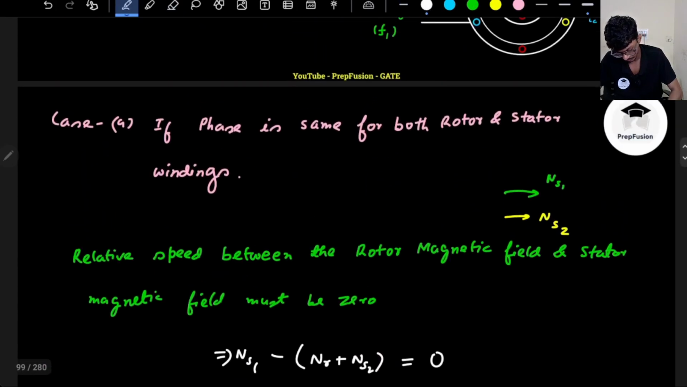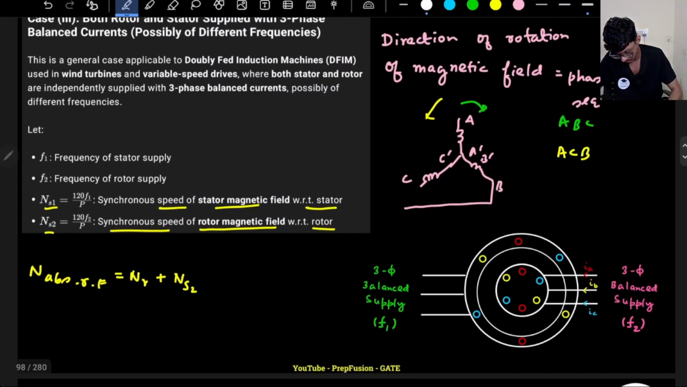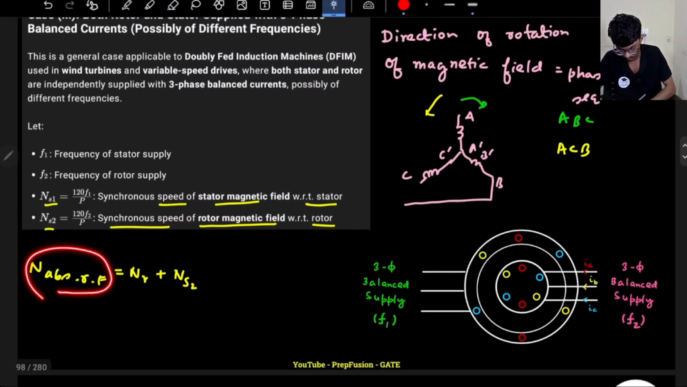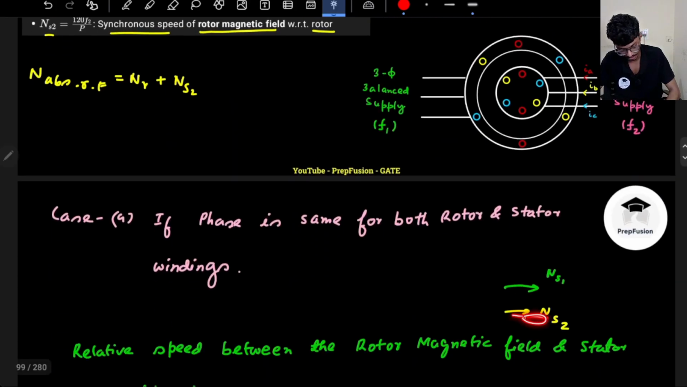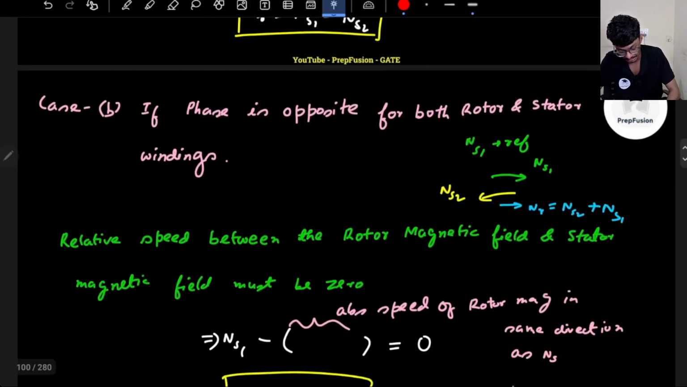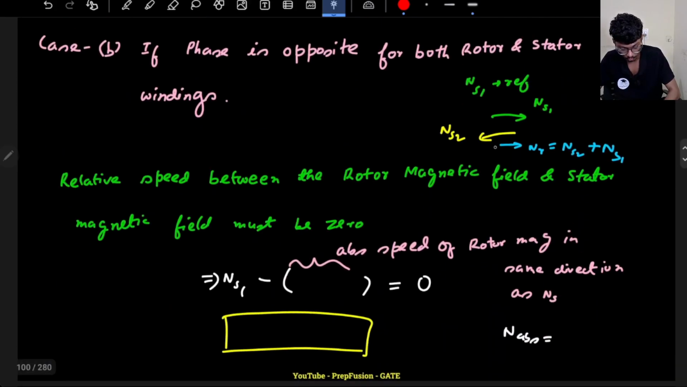If I go back to the previous one, how did I find the absolute speed? The absolute speed was the rotor speed plus ns2, because both were moving in the same direction. That's why they were added. But this time, the rotor is moving in this direction and ns2 is moving in the opposite direction, so they will be subtracted.